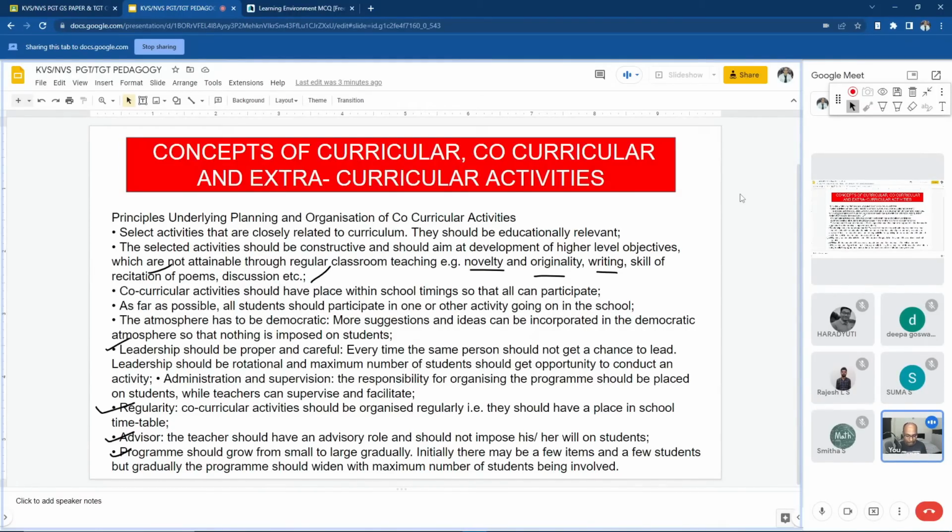But when I was working in Assam, Deepa ma'am, am I audible? Deepa ma'am?